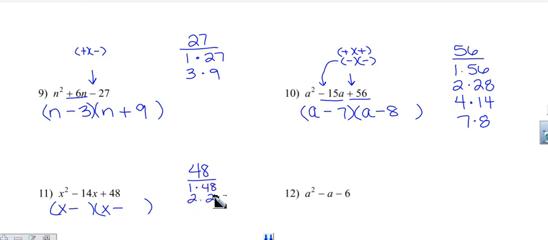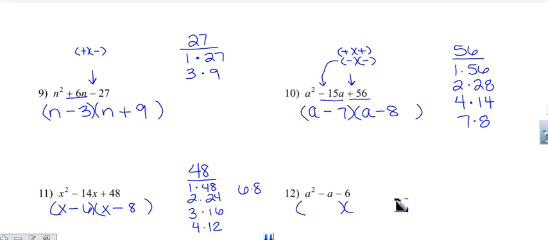So I'm going to think through some of my possibilities. I've got 1 and 48. That doesn't add to 14. 2 and 24, not going to add to 14 either. 3 and 16, nope, not going to work. 4 and 12, still not working. How about 6 and 8? 6 times 8 gives me 48. But when I add a negative 6 and a negative 8, I do get negative 14. So that works.